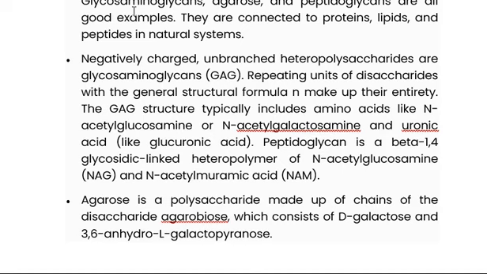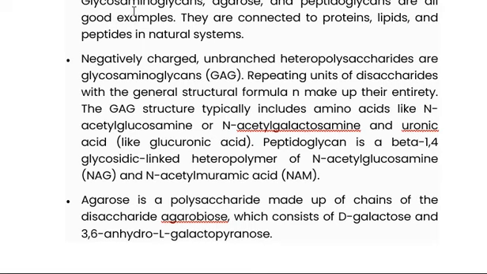Negatively charged unbranched heteropolysaccharides are glycosaminoglycans, made up entirely of repeating units of disaccharides with a general structural formula. The glycosaminoglycan, or GAG, structure typically includes amino sugars like N-acetyl sugars, and acids like glucuronic acid.